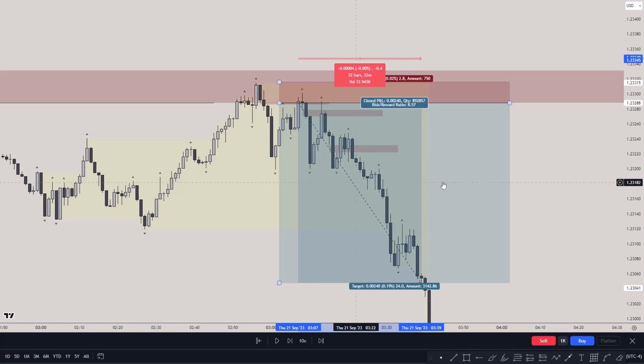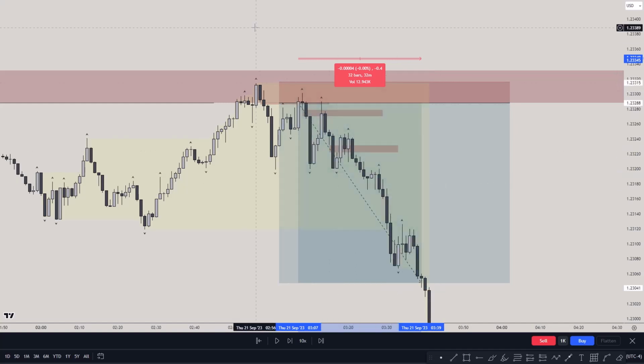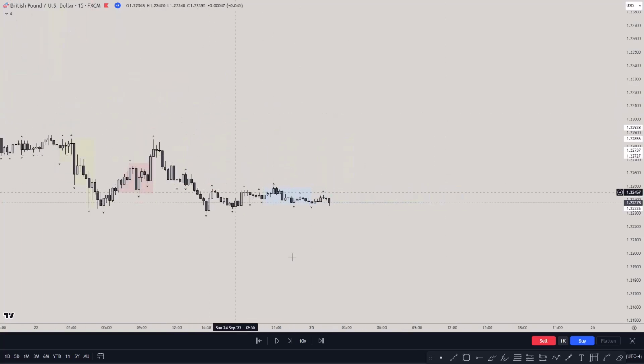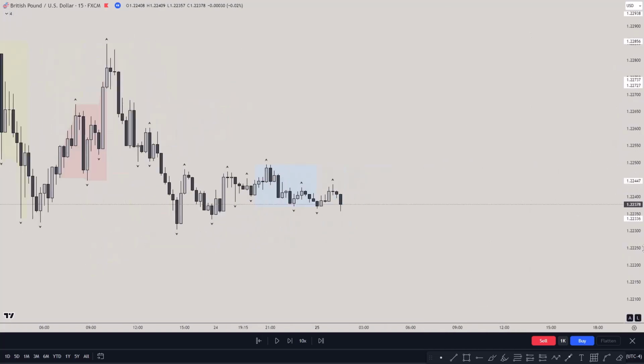This is my favorite strategy ever. It's the Asian sweep, and then with some checklists, with some confluences to look for, and you get this type of entry. So the last example was here. It was the 21st of September, Thursday. Then we had Friday, and then Sunday. So just 2 trading days, and then we had this next setup. Let's take a look at this and see what's happening.